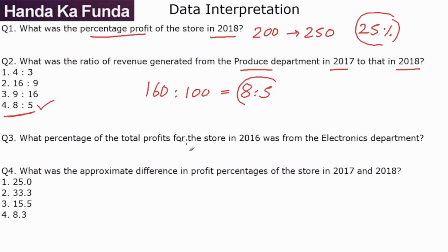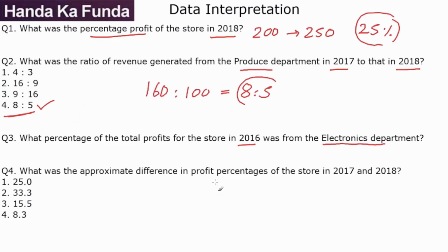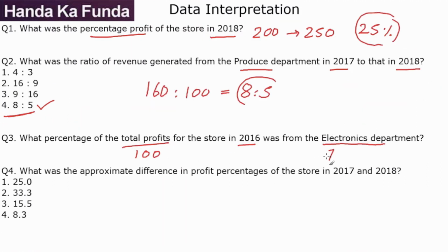What percentage of the total profits of the store in 2016 was from the electronics department? Let's check. In 2016, revenue was 200, cost was 100, which means total profits were 100. And in electronics department, the revenue was 100, the cost was 30. So the profit from the electronics department was 70. 70 out of 100 is nothing else but 70%, and that will be my answer here.